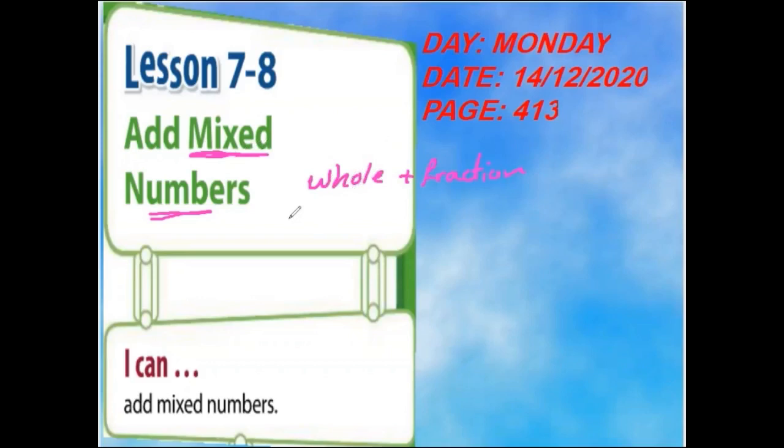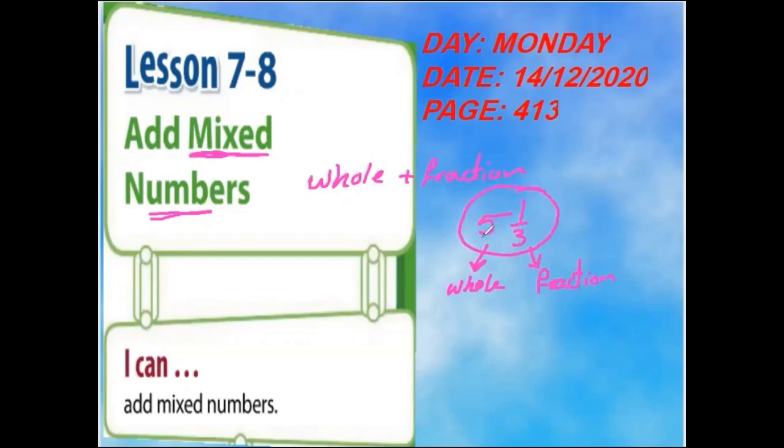A whole like 2, 3, 5, 10, any whole. A fraction like 1 over 2, 3 over 4, 5 over 8. So when we mix them together, we have a mixed number. Take a look here, 5 and 1/3. The 5 is a whole, and 1/3 is a fraction. So both of them together we call a mixed number.